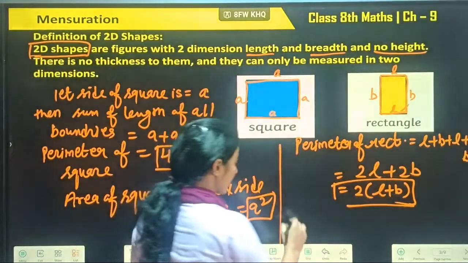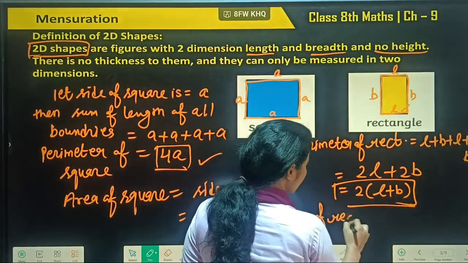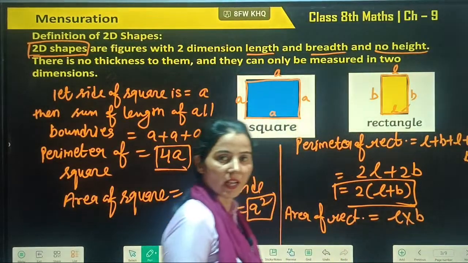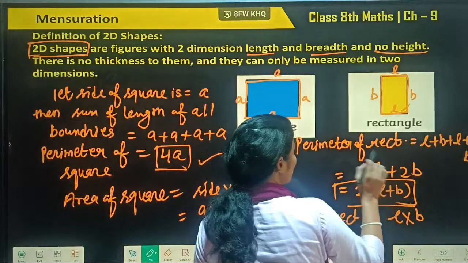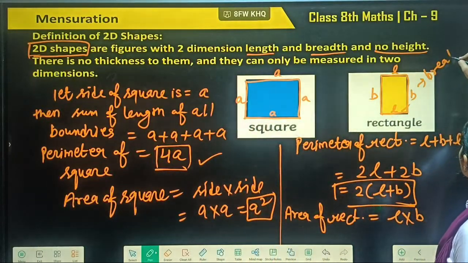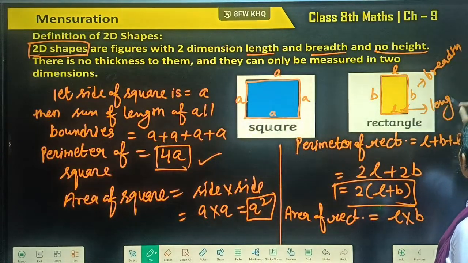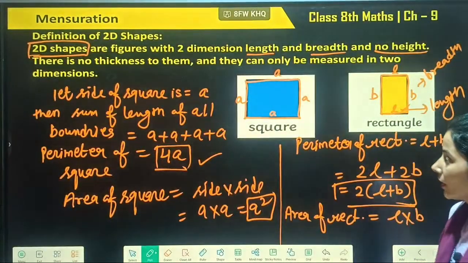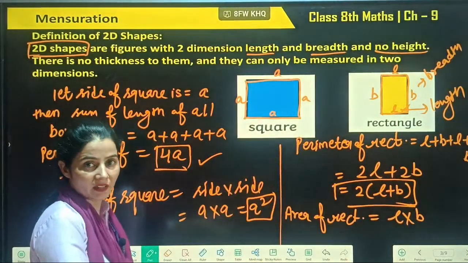And what will be the area of a rectangle? Area of a rectangle will be length into breadth. That is L into B. This L stands for length and B stands for breadth. This is breadth and this L stands for length of the rectangle. Okay.